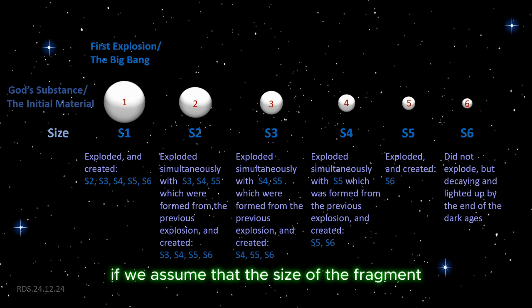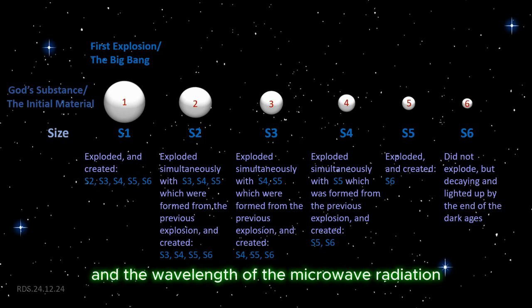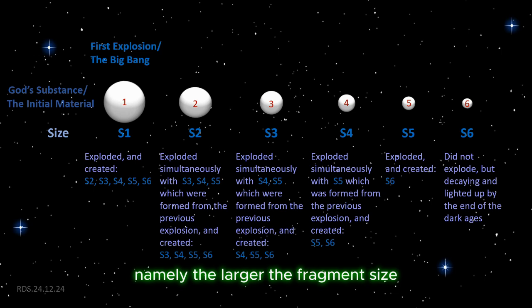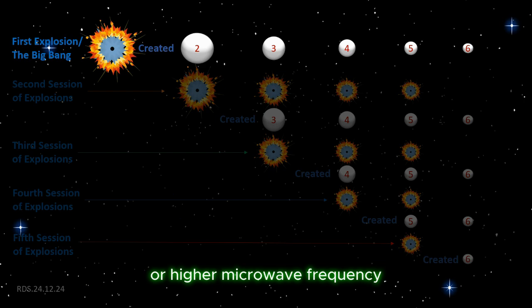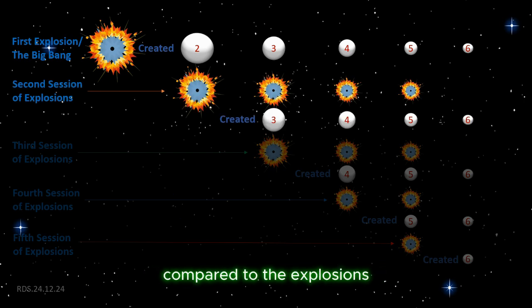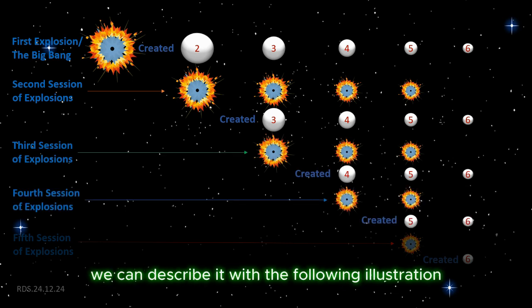If we assume that the size of the fragment of the God substance that exploded will determine the intensity and the wavelength of the microwave radiation, namely, the larger the fragment size, the higher the intensity and shorter the wavelength, or higher microwave frequency, compared to the explosions resulting from a smaller fragment, we can describe it with the following illustration.